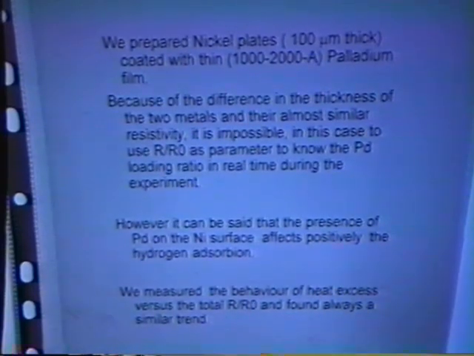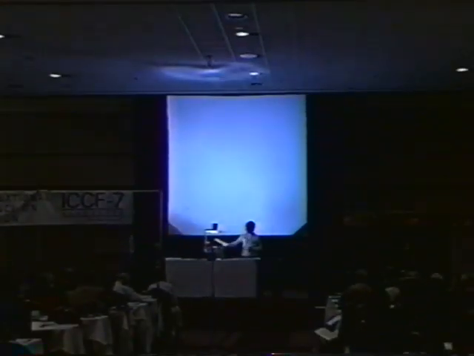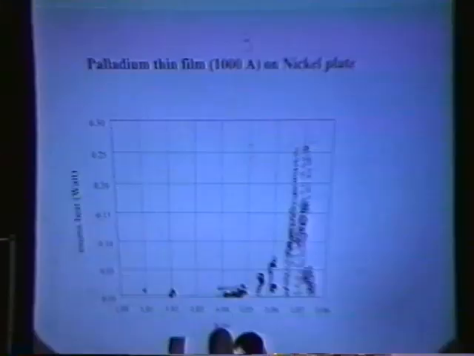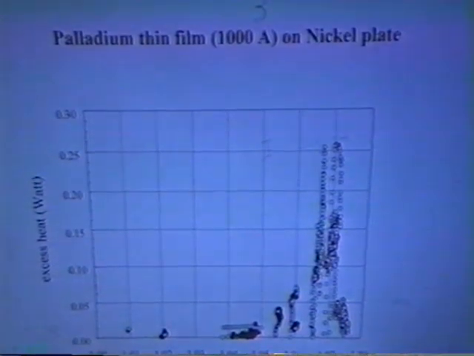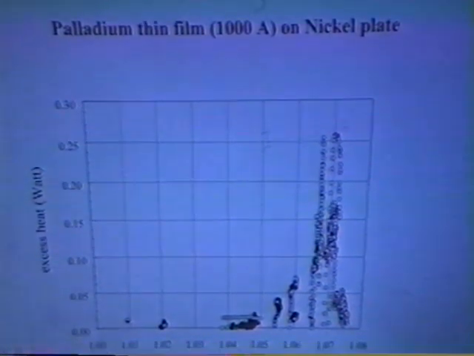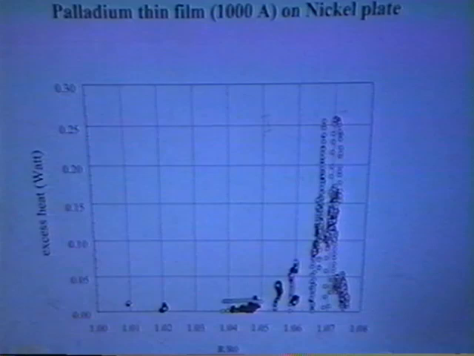And we measured the excess heat of this kind of system. We did 5 or 6 experiments, just measuring the excess heat. We have no correlation with the load in this case. And we found a very good reproducibility. And what is important is that the excess heat versus the ratio of the resistance is very reproducible.